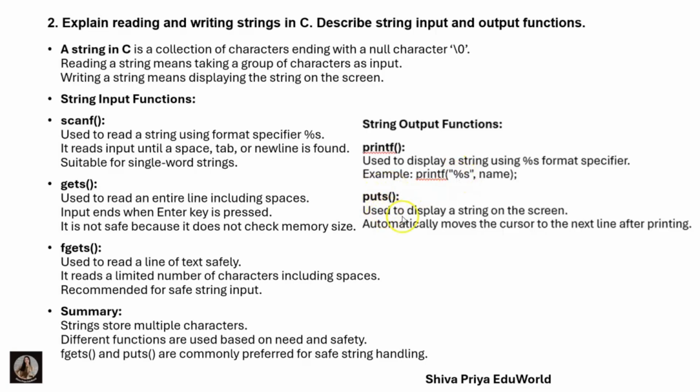Puts is used to display a string on the screen. It is also an output function, which usually displays on the screen, right? It is for the same purpose. It automatically moves the cursor to the next line after printing. This is puts. This is all about reading and writing strings in C, along with the input and output functions.